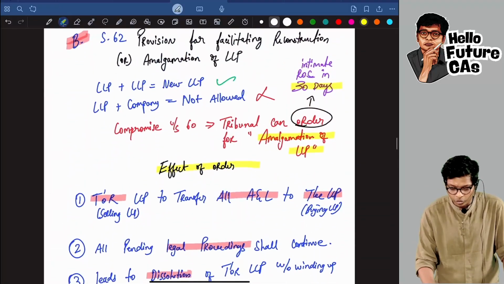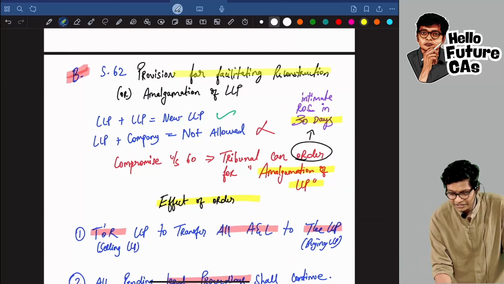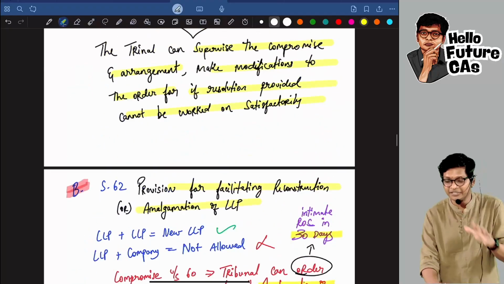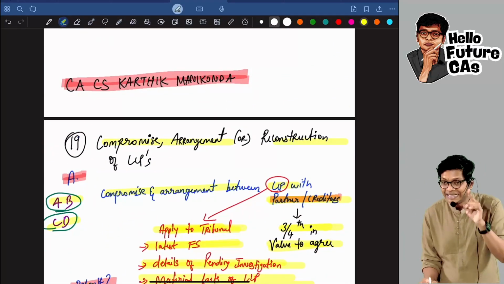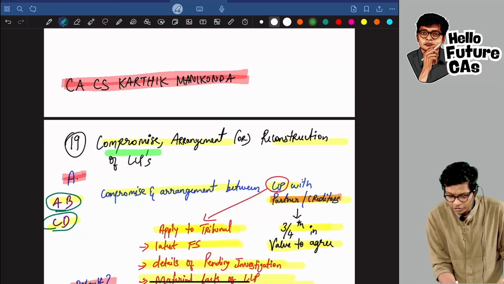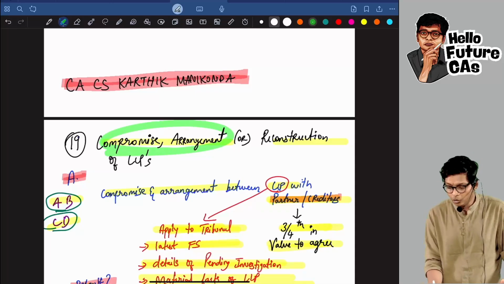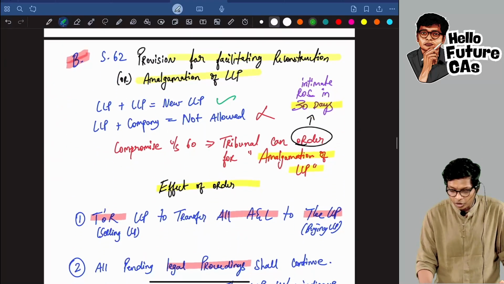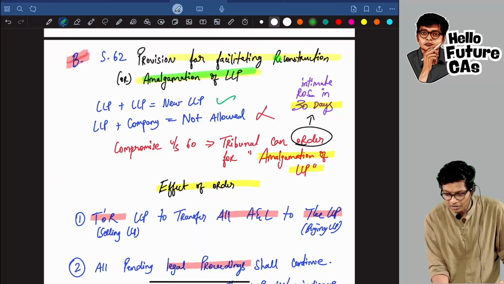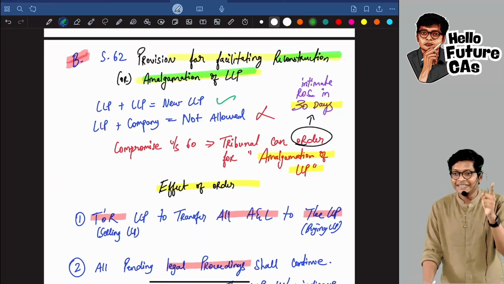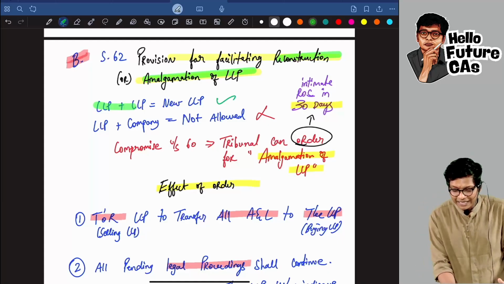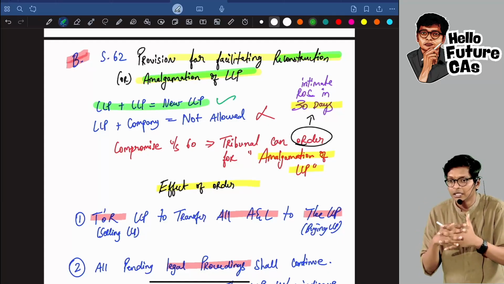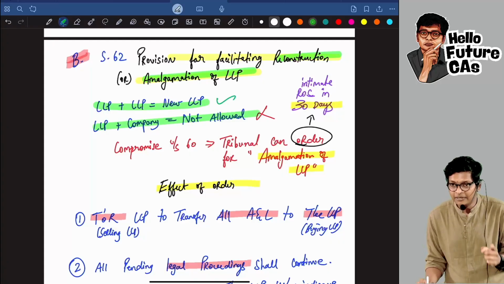I still have some more concepts over here. Provision for facilitating reconstruction and amalgamation. Look at this. What is the heading? Compromise, arrangement or reconstruction. I just finished compromise and arrangement. Now going to reconstruction or amalgamation. Amalgamation or reconstruction. Think of accounts, internal reconstruction or amalgamation. Simple. First point, LLP can amalgamate with LLP, but LLP cannot amalgamate with a company.